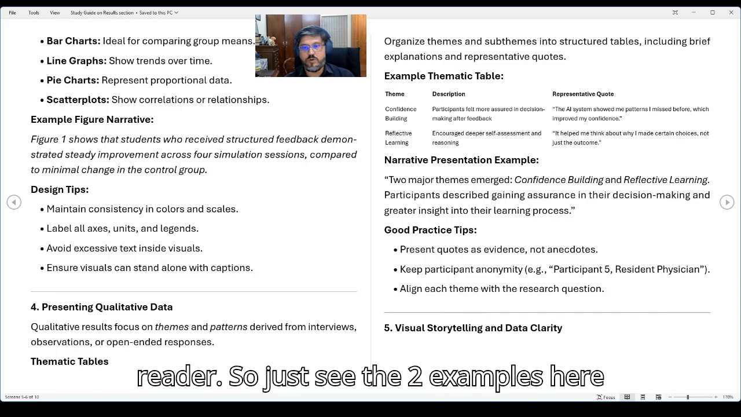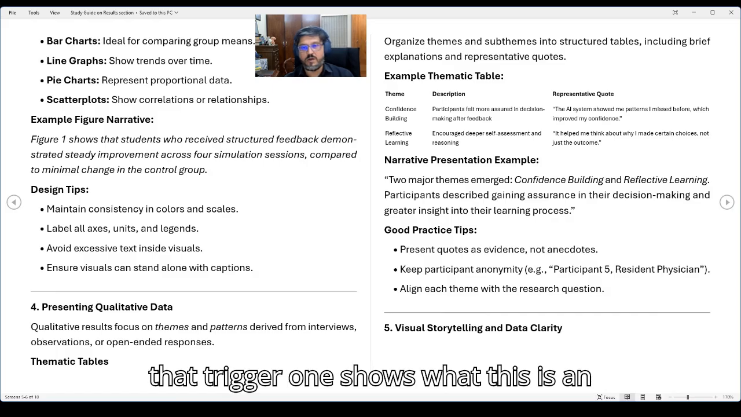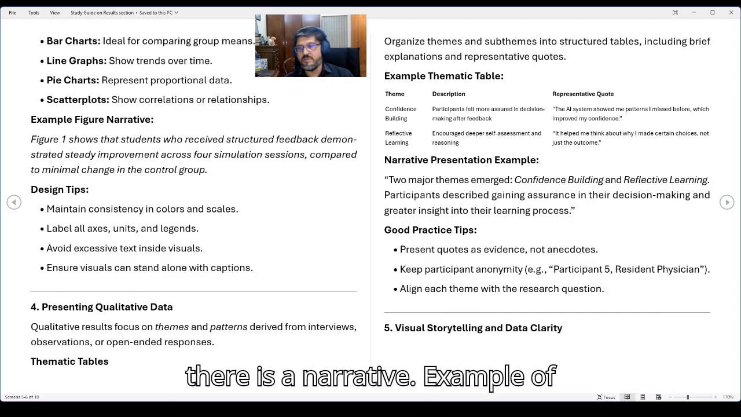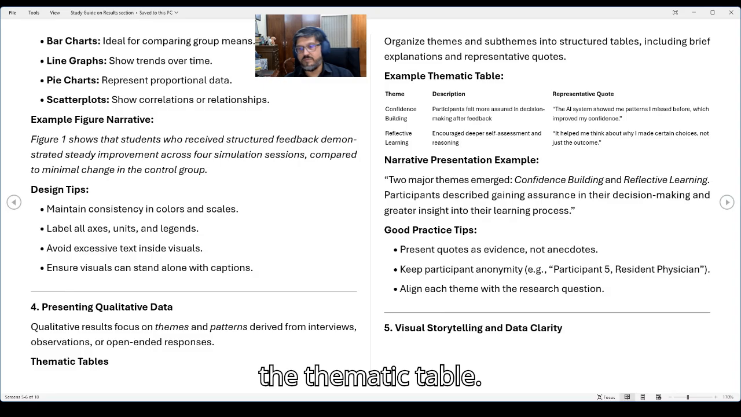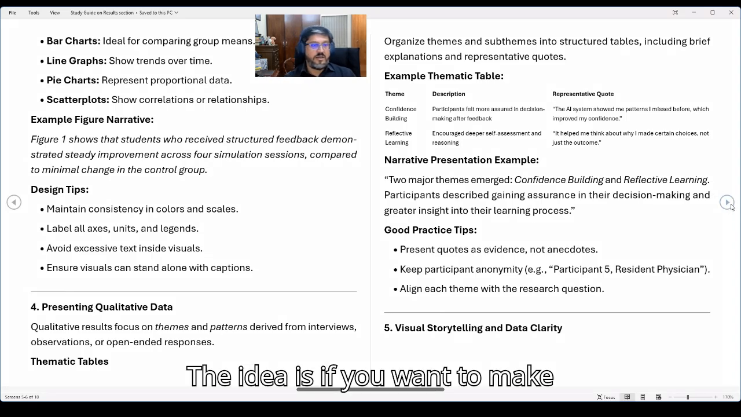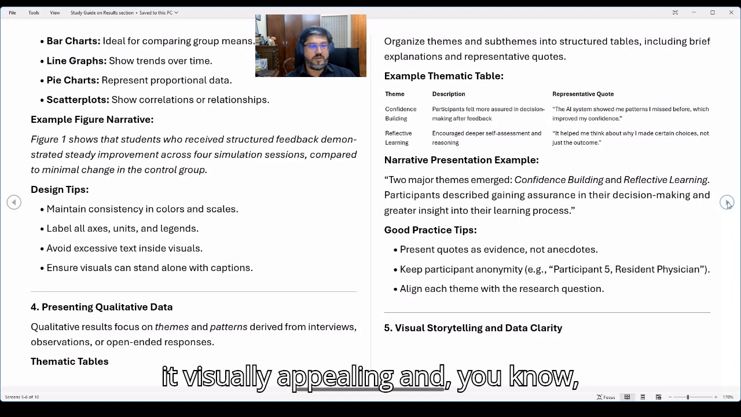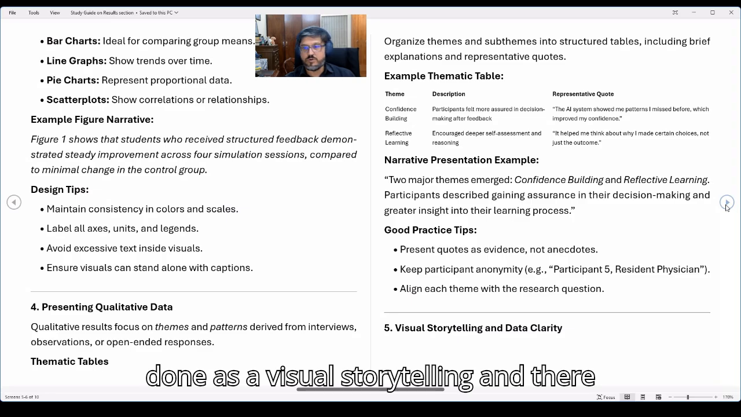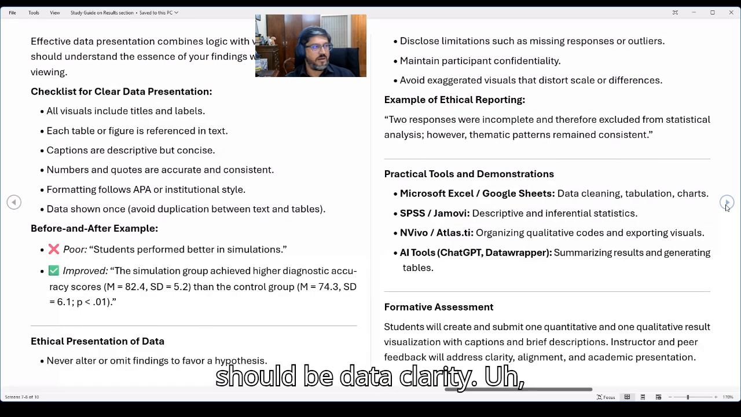So just see the two examples here. Figure one shows, and this is an explanation; and here again there is a narrative presentation example of the thematic table. If you want to make it visually appealing and engaging for your reader, it should be done as visual storytelling, and there should be data clarity. I've given an example here for that as well.